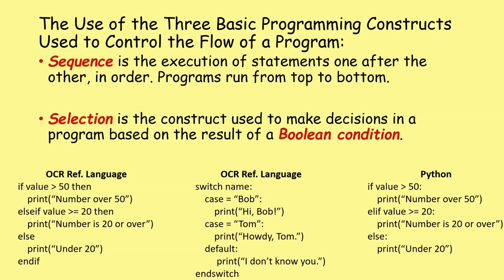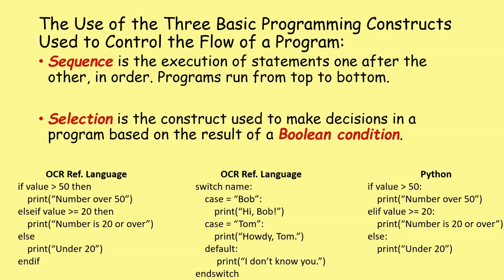Moving on, let's have a look at the three basic programming constructs used to control the flow of a program. They are sequence, selection, and iteration. Sequence is the execution of statements one after the other in order. Programs run from top to bottom. Selection is the construct used to make decisions in a program based on the result of a Boolean condition.